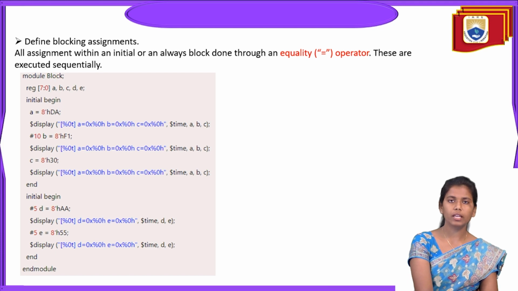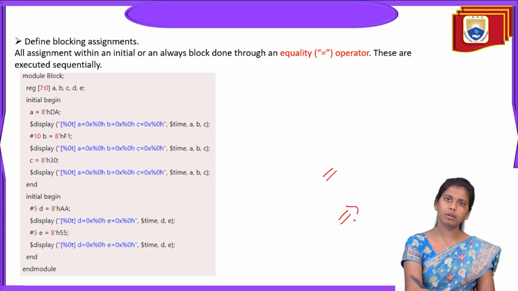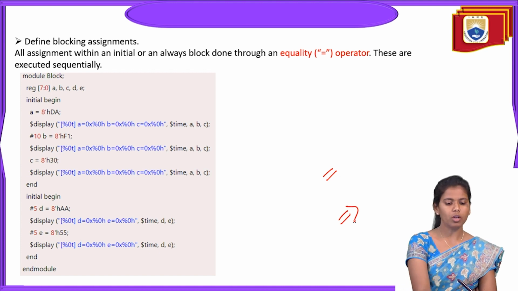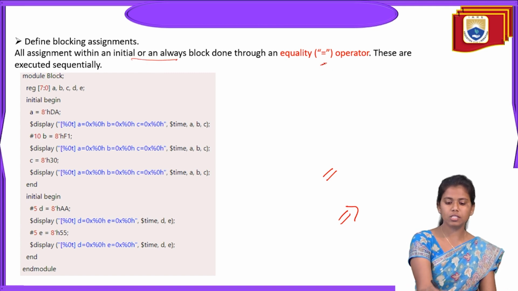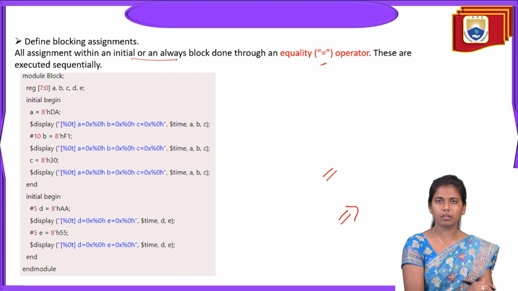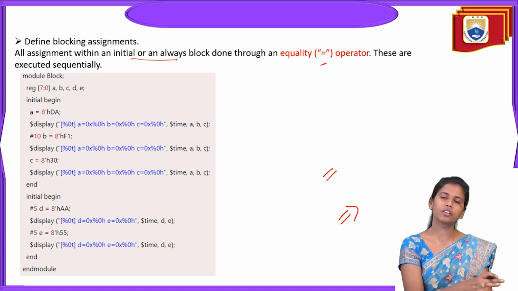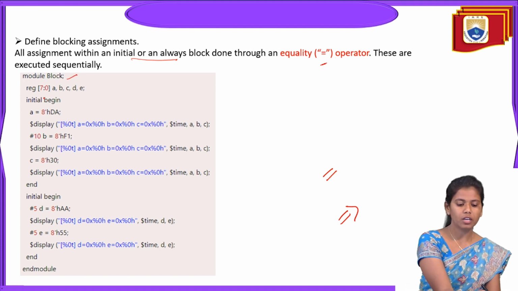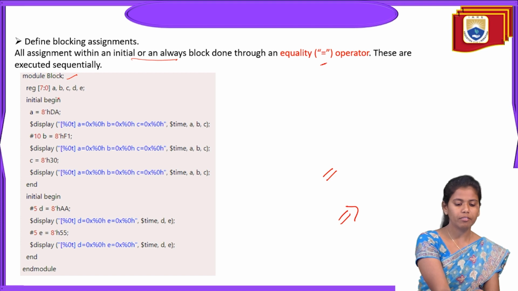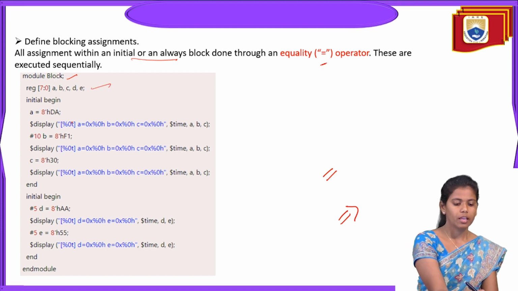Coming to blocking assignment, as I said, blocking is represented with equals to, and non-blocking assignment is represented like this. Blocking assignments are all assignments within an initial or an always block done through equality. This is the blocking assignment statement representation, and these are executed sequentially. If you observe here, the module has 8-bit registers A, B, C, D, and totally 5 statements that we are executing.